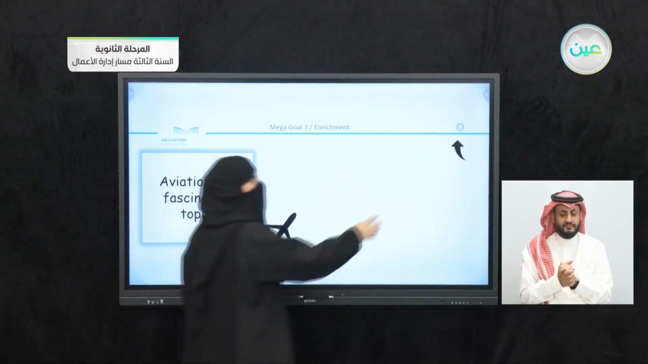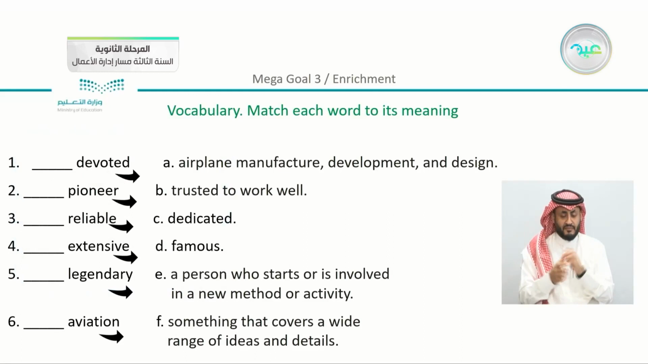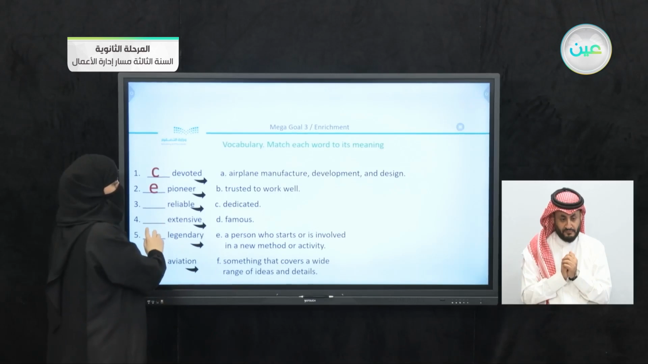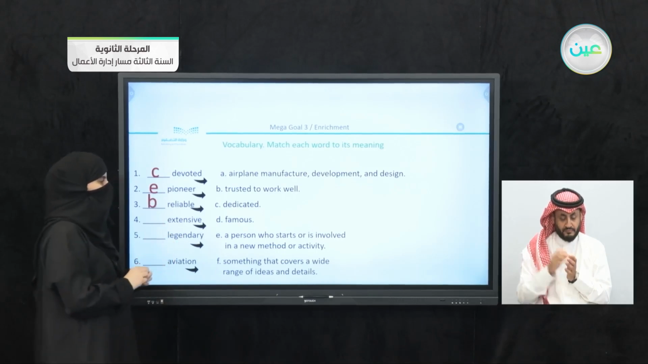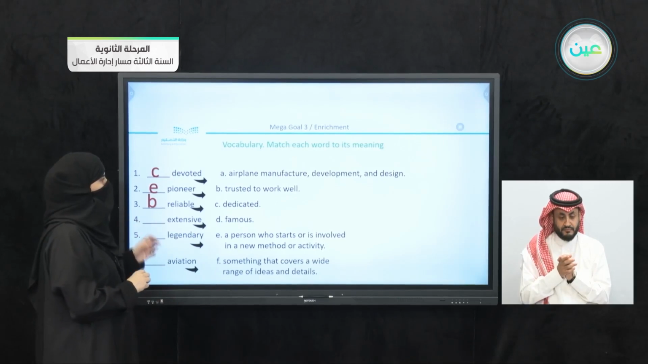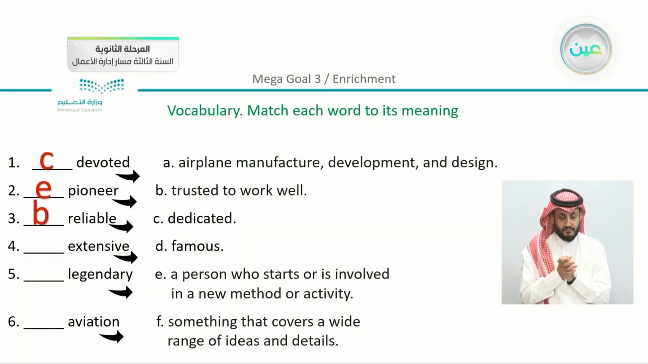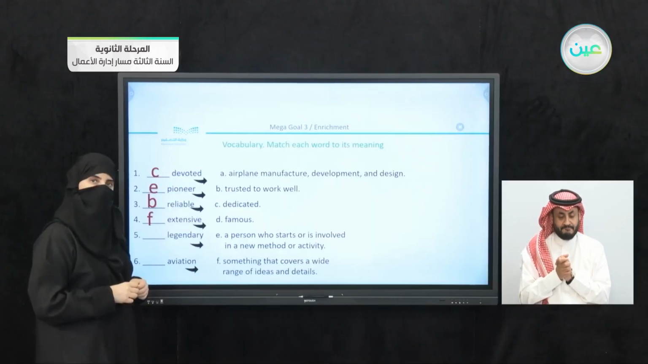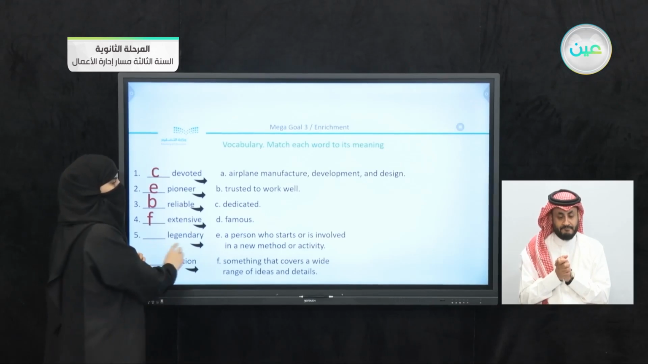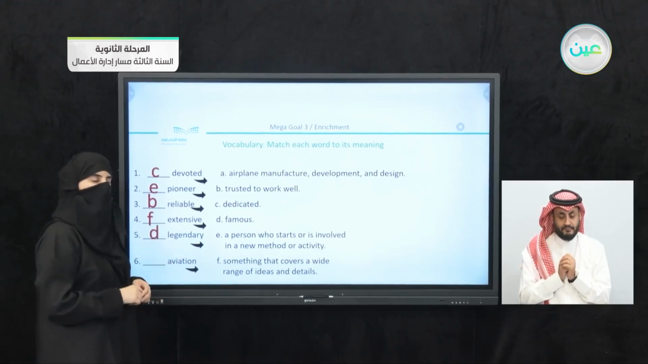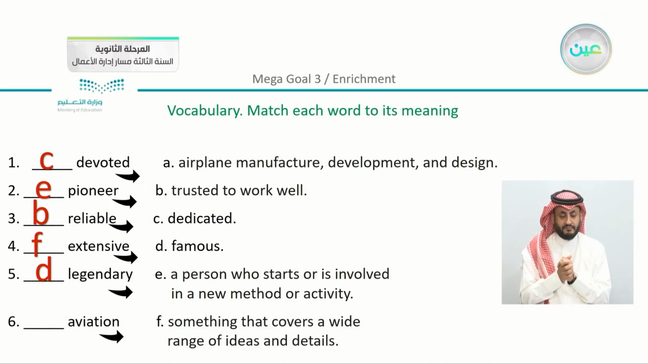So these are the words that we studied in the first lesson, which is the listen and discuss lesson. Now, we had the exercise. Of course, devoted means dedicated. Pioneer, you can just recall the answers. We have here a person who starts or is involved in something new. Reliable, trusted to work well. Extensive means something that covers a wide range, as you can see from the picture. Legendary, like King Abdulaziz, is someone who's famous. And the last one, aviation, is airplane manufacture, development, and design.